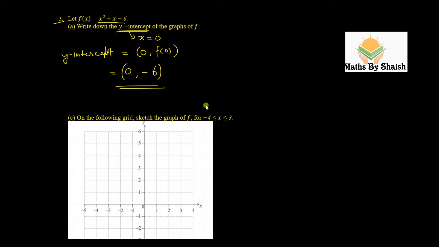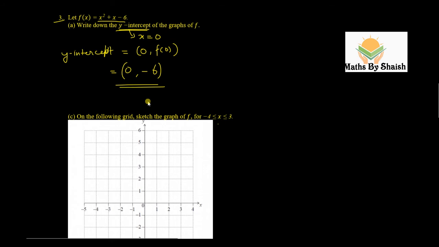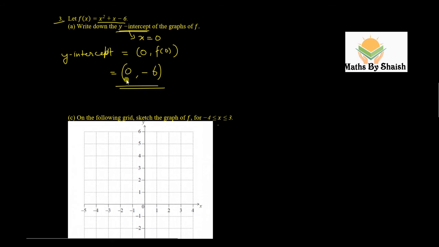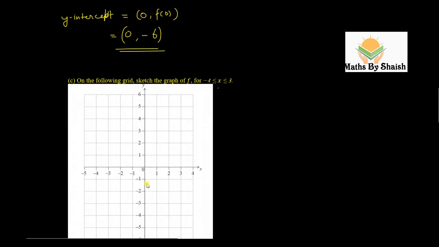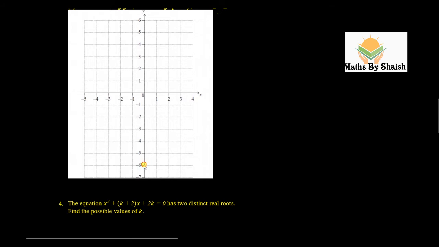Now the next part is: on the following grid, sketch the graph of f for x from minus 4 to 3. So we have got two values. One value is the y intercept. So the y intercept is (0, minus 6). So one point is here, I'll change the color, one point is here now.